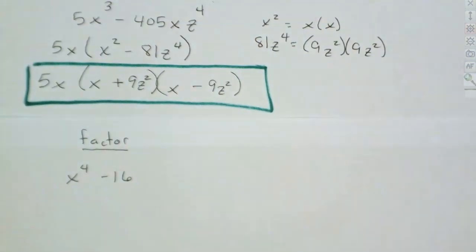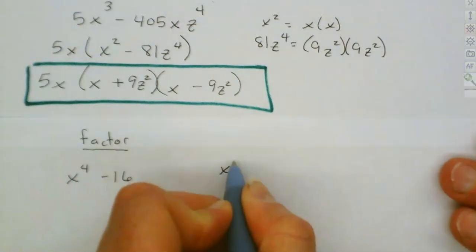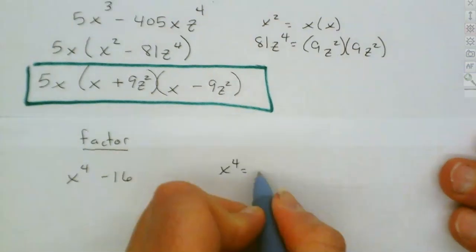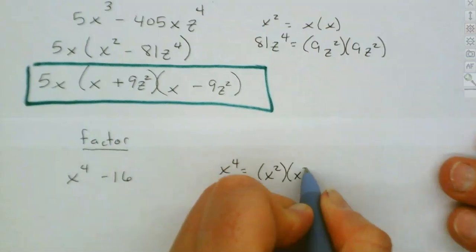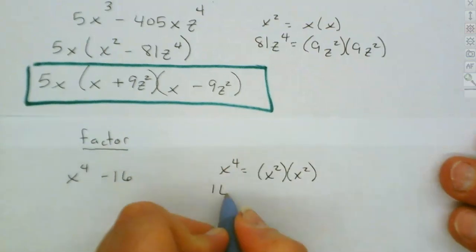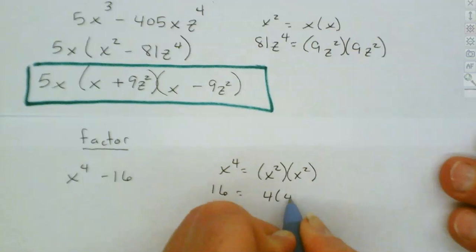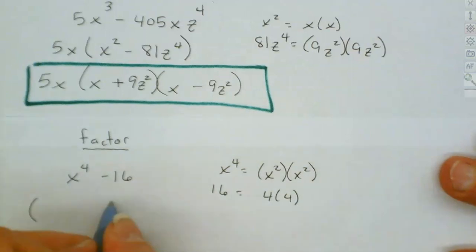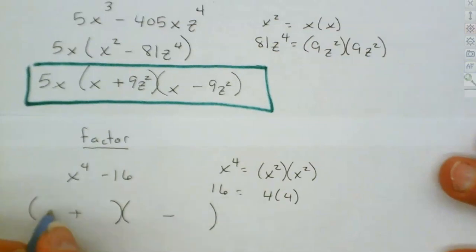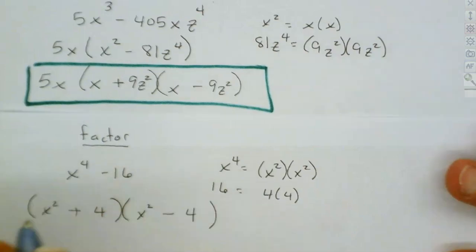Okay, so it's pretty easy to factor because, again, we know 16 is a perfect square of 4. And x to the 4th, we split the exponents in half. And so that's x squared and x squared. And then 16 is 4 and 4. So plus and minus. We've got x squared and x squared, and then we have a 4 and we have a 4.